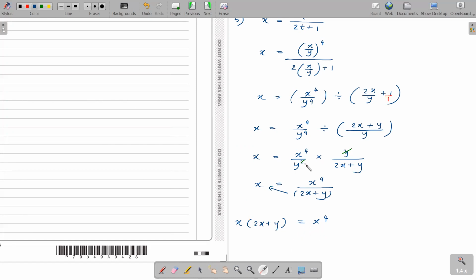Did I make a mistake? Y cube. Sorry. Yeah, y to the power 4. Sorry, y to the power 4. This is y to the power 4. When I cut with y, it should be y cube. Yeah, so let me erase that.